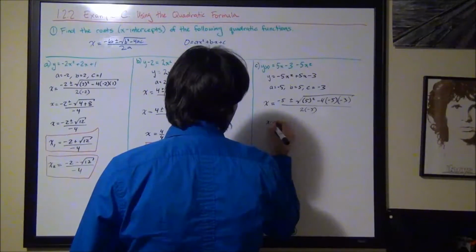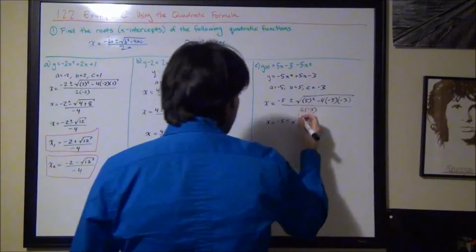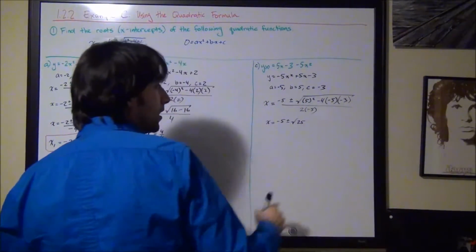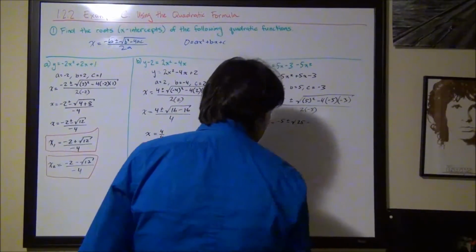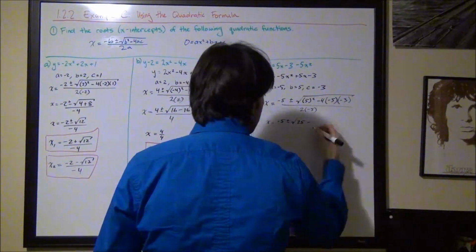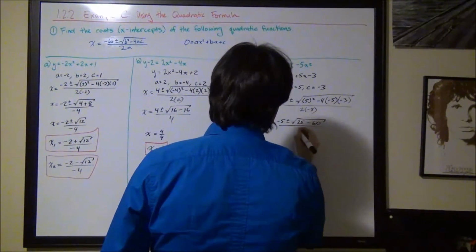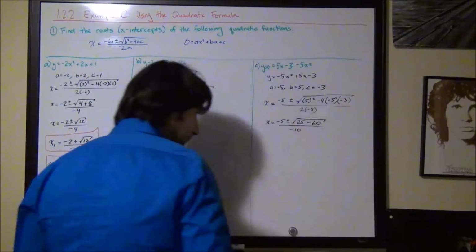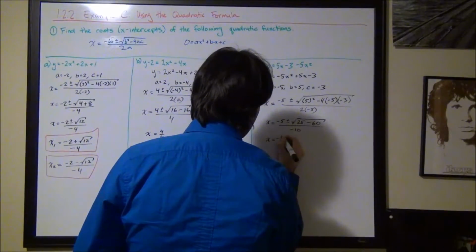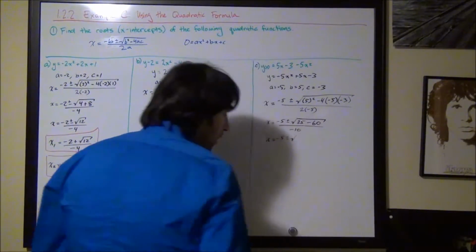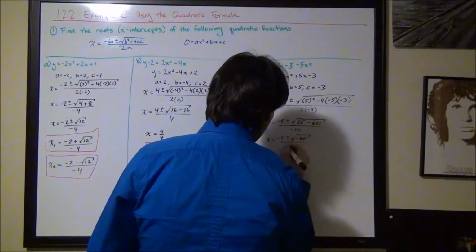So, we'll have x is equal to negative 5 plus or minus the square root of 5 squared is 25. Minus times a minus will give us a positive, times a minus again will give us a negative. 4 times 5 is 20, times 3 is 60. And 2 times minus 5 is negative 10. 25 minus 60, so we'll have x is equal to minus 5 plus or minus the square root of 25 minus 60, which is negative 35, all over negative 10.